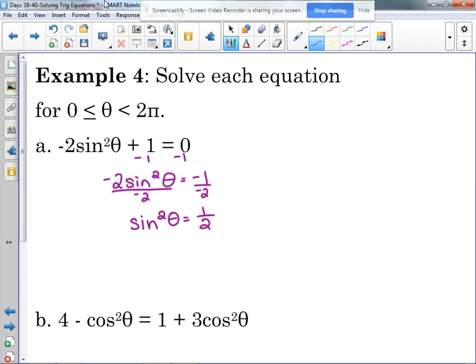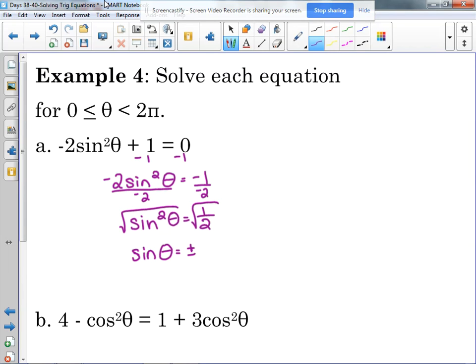So trig function still is not by itself. It's being squared. Okay, the trig function is being squared. So the opposite of squaring something is square root. Okay, so we're going to square root both sides. Now, when we do that, we're taking the square root of a fraction. So number 1, we took a square root, so we need the positive and the negative.